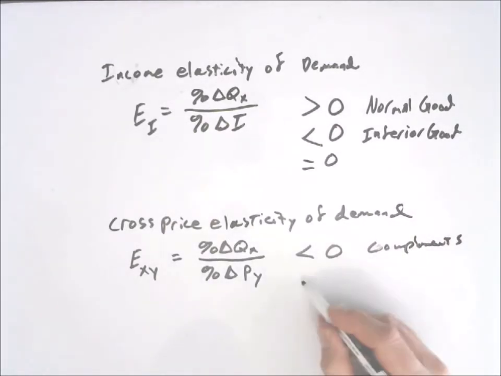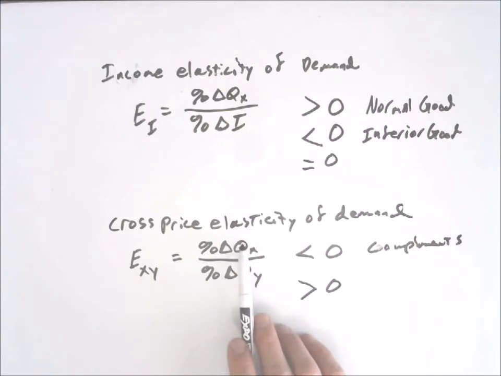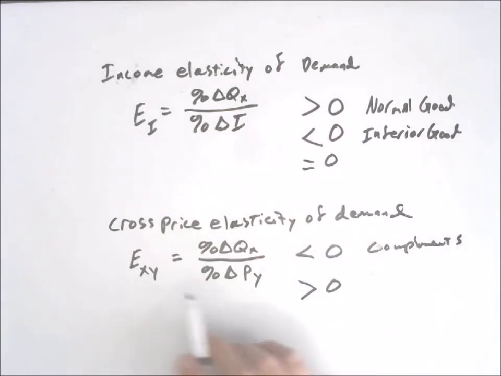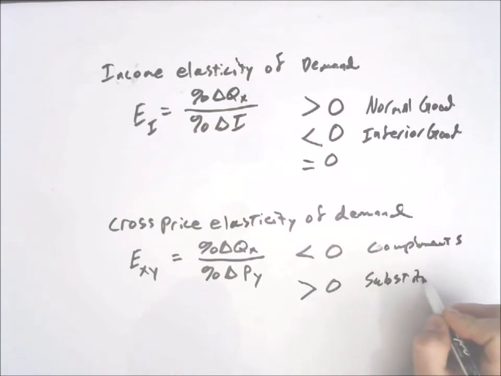Now, if this is greater than 0, remember when we had substitutes, we could say that if the price of butter rose, the demand for margarine would rise, and if the price of butter fell, the demand for margarine would fall. That's a positive relationship between the two goods. So if the cross-price elasticity of demand value is greater than 0, we would have substitutes.